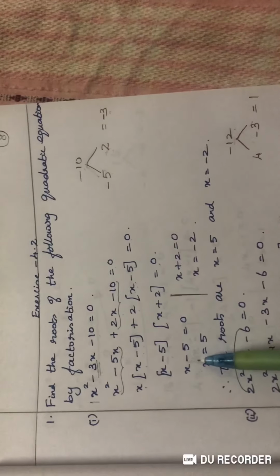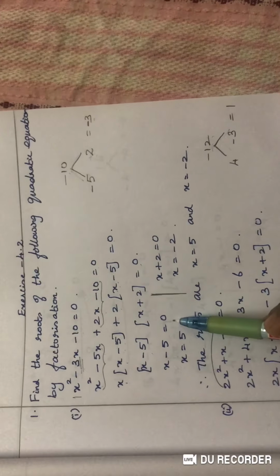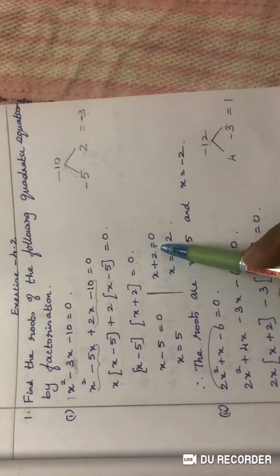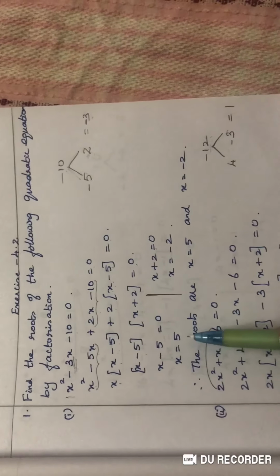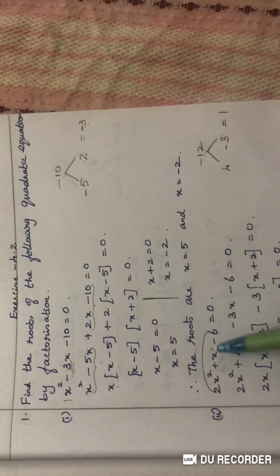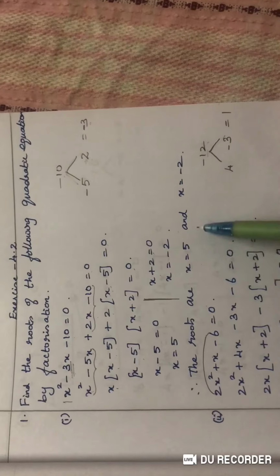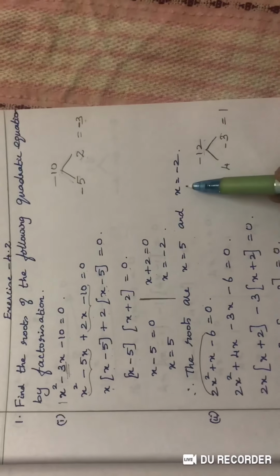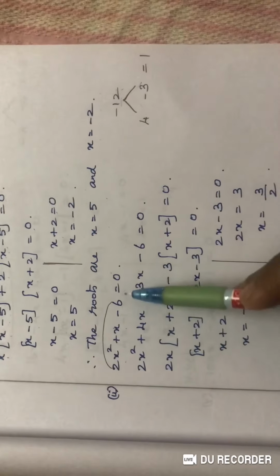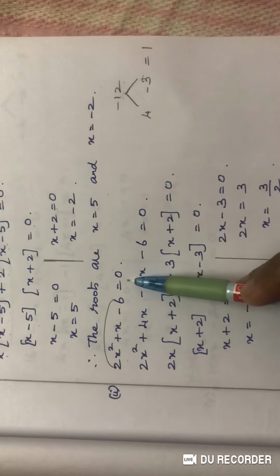Here first case, x minus 5 is equal to 0. Second one, x plus 2 is equal to 0. X is equal to 5 we will get. Here x is equal to minus 2. Therefore, the roots are x is equal to 5 and x is equal to minus 2. Second subdivision: 2x square plus x minus 6 is equal to 0.